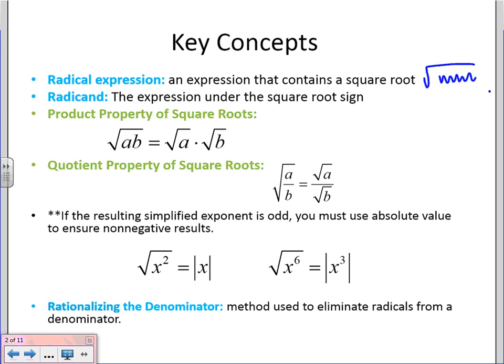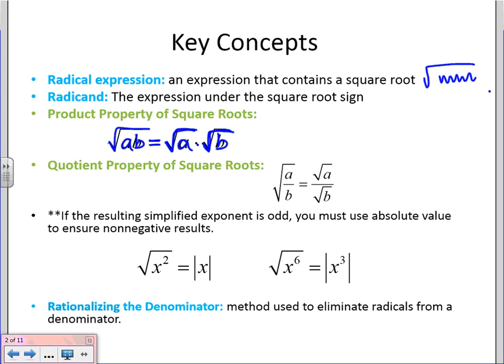We've got the product property of square roots. So we've got the square root of a product a times b, and we can split this up into the square root of a times the square root of b. All you want to do is split it up and keep a square root over both of those.